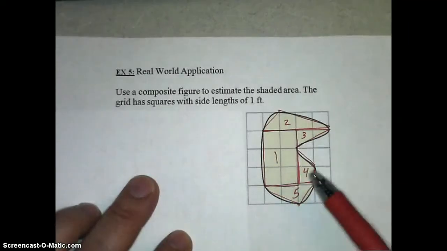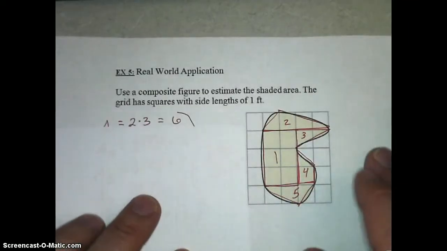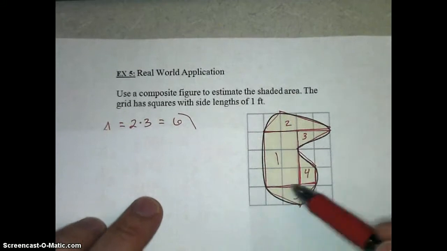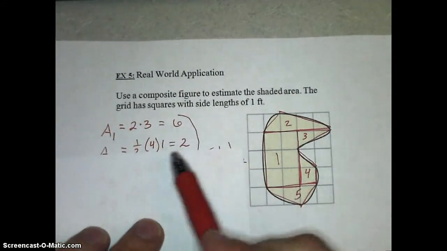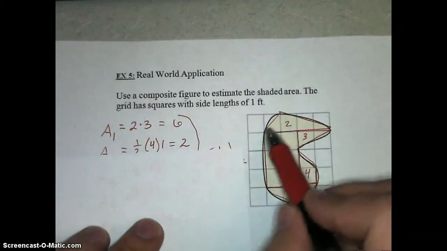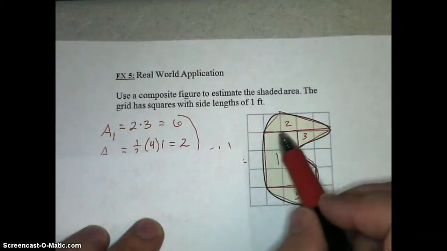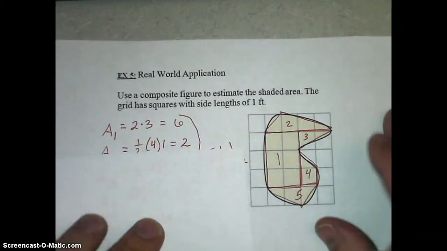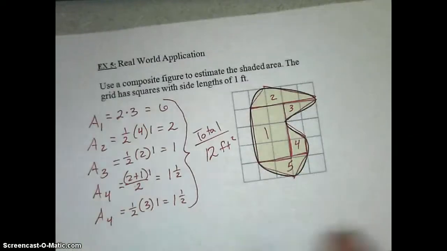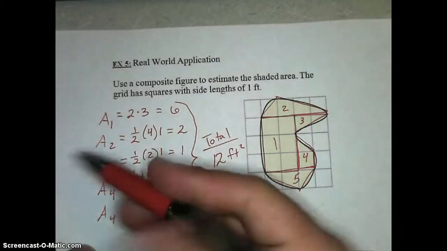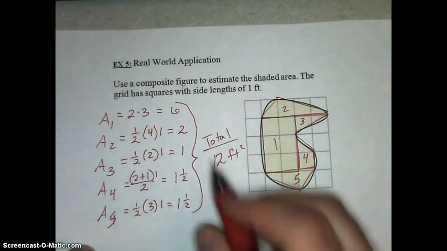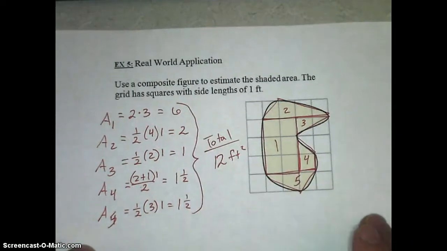Okay, if you use these regions, the area of our first part is 6. 2 by 3 is 6. Area of our second part is 2. This is a base of 4, height of 1. Area of our third part is 1. Area of our fourth part is 1.5. Area of our fifth part is also 1.5. These give you a total of 12 square feet.